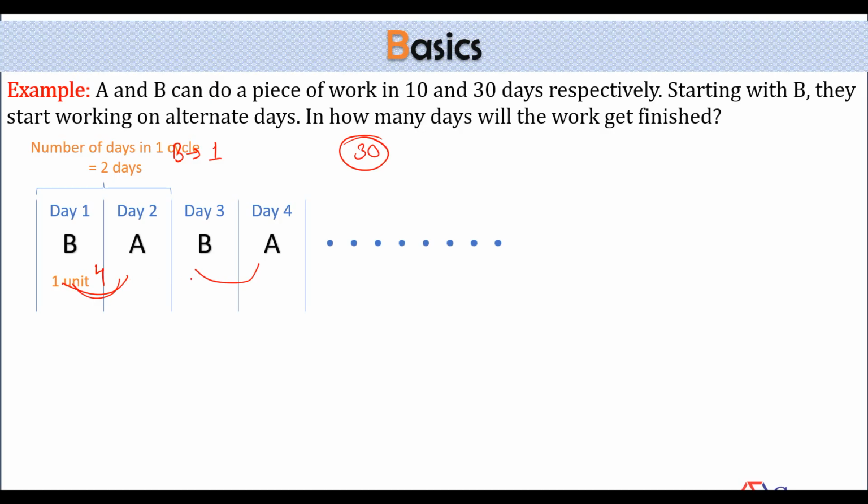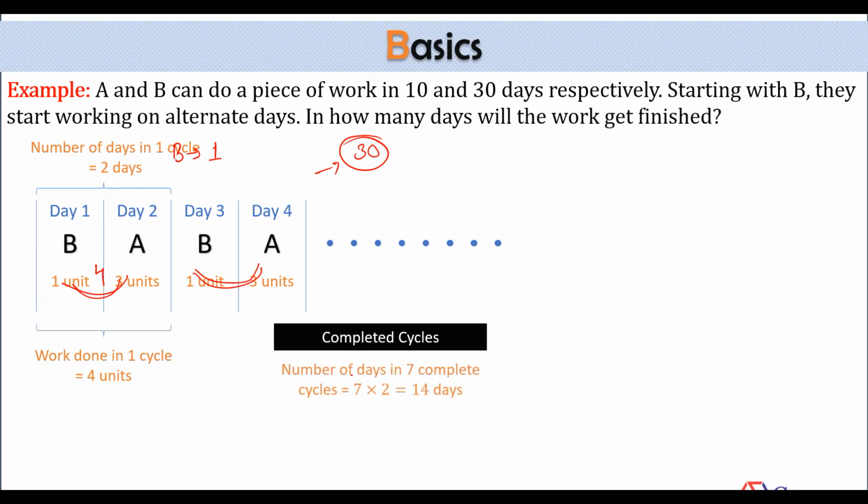Now this 4 should be counted how many times so that it becomes 30? But 30 is not a multiple of 4. So I can count this 4 a maximum of how many times? 7 times, like in the previous question. So how many maximum complete cycles can be considered here?